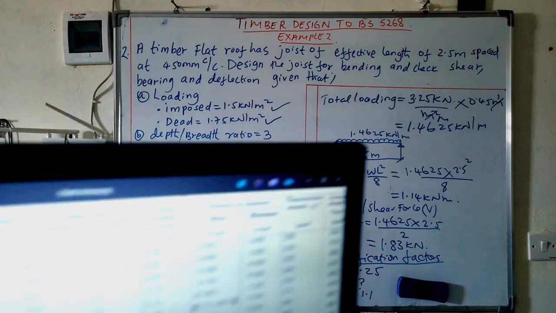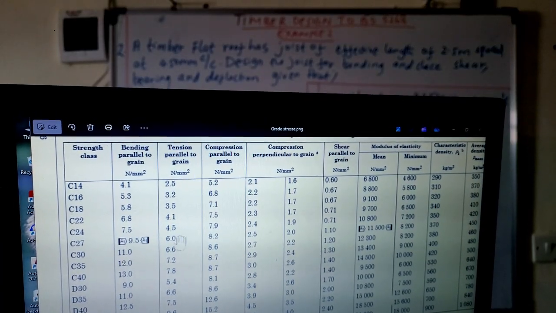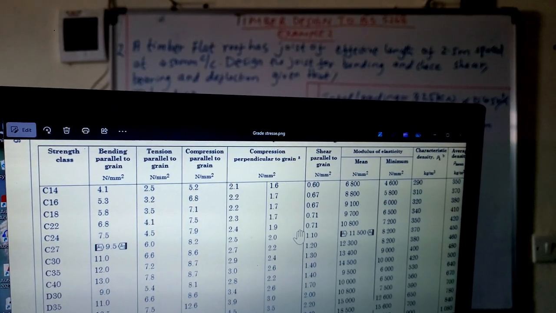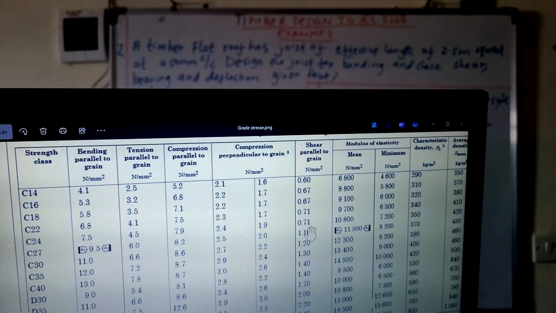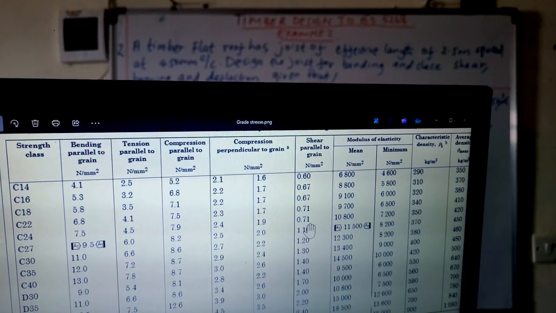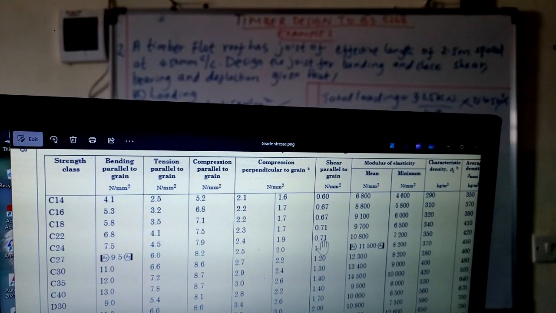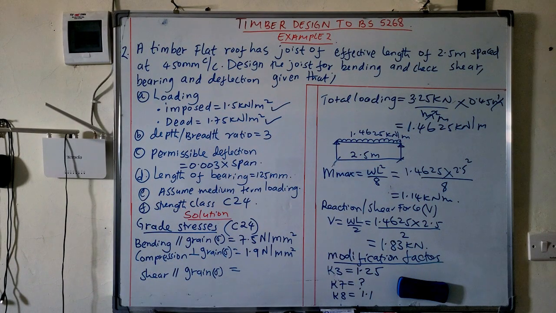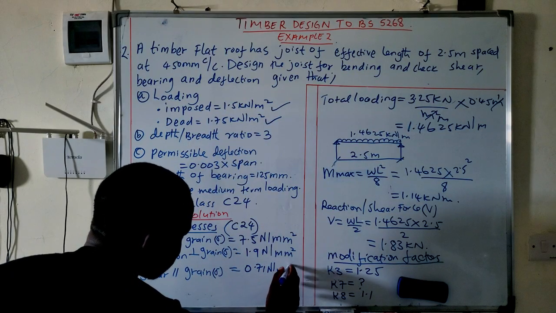We will go to shear parallel to grain. Again, the same class, which is C24. You can see the movement of that hand on your screen. We go to shear parallel to grain. So you can see where that hand is. That is 0.71. You write it here again, 0.71 Newton per millimeter square.